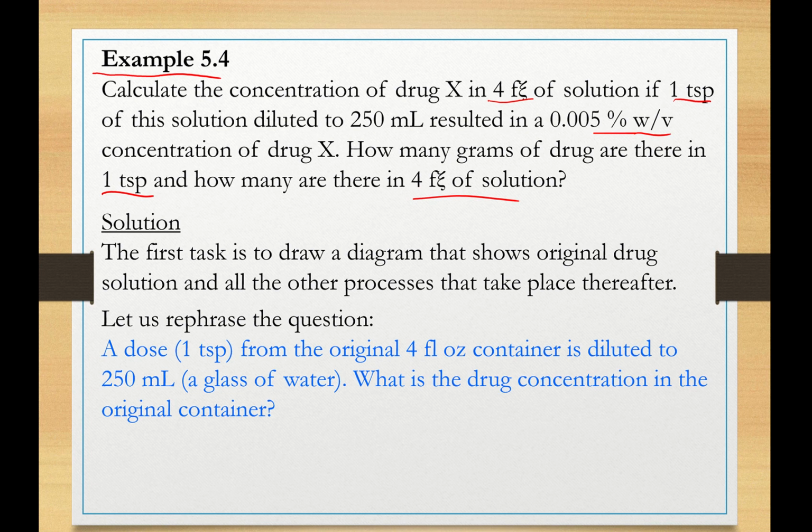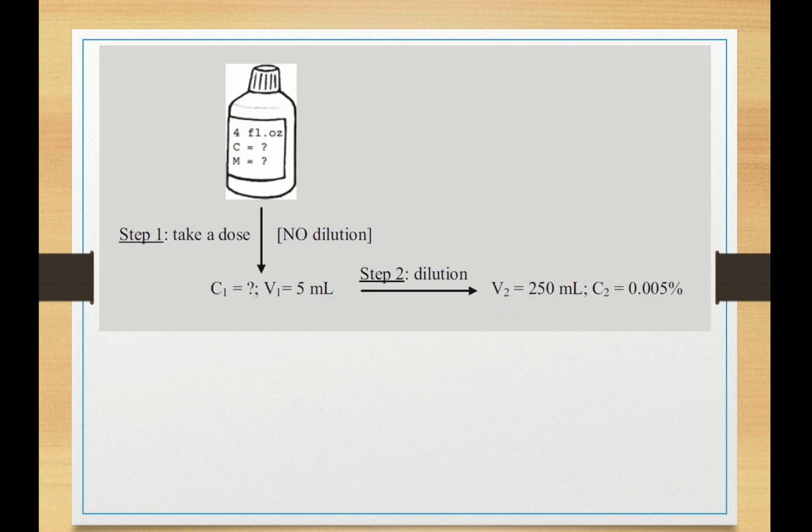So the first thing to do here is to read and understand the question and draw a diagram. A sketch helps you a lot. So let us first make this phrasing simpler. We're taking 1 teaspoonful from the original solution, no dilution, right? You just take 1 teaspoonful from the original solution, and then you dilute it to 250 ml. The concentration of that 250 ml is 0.005% weight per volume. What is the drug concentration in the original container?